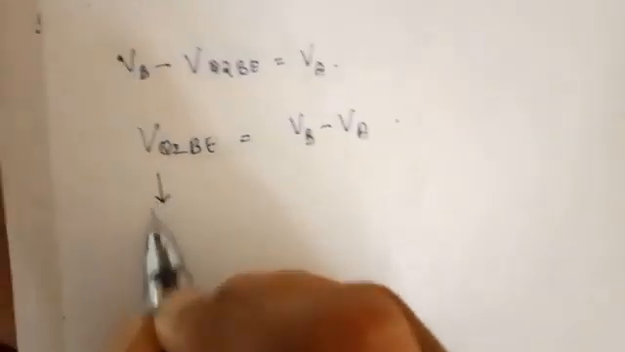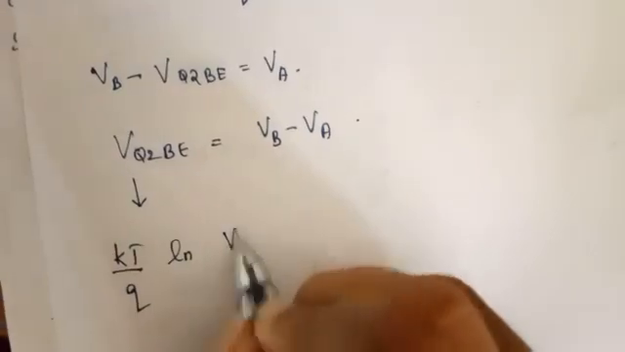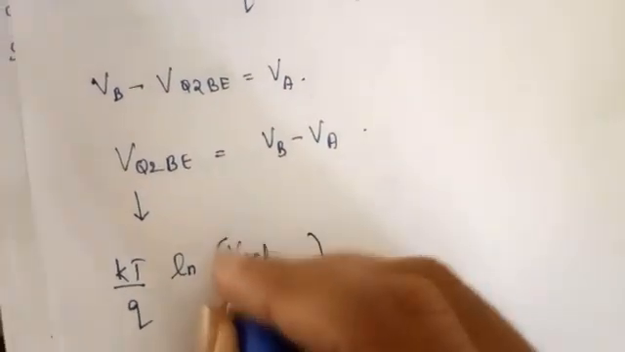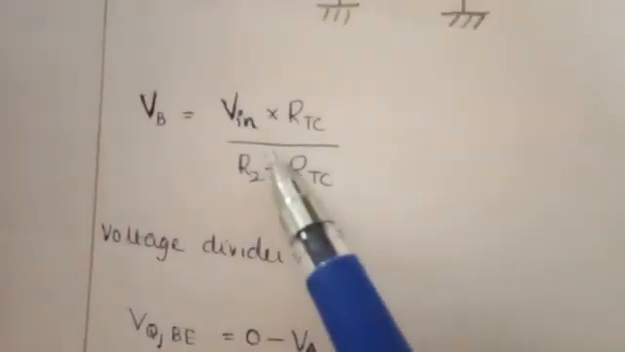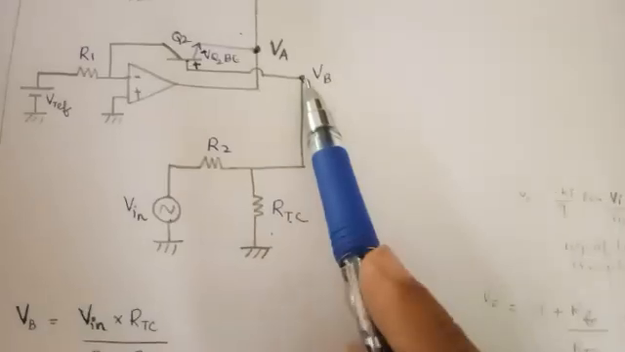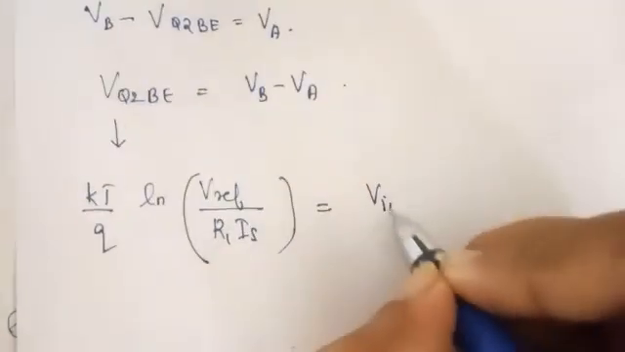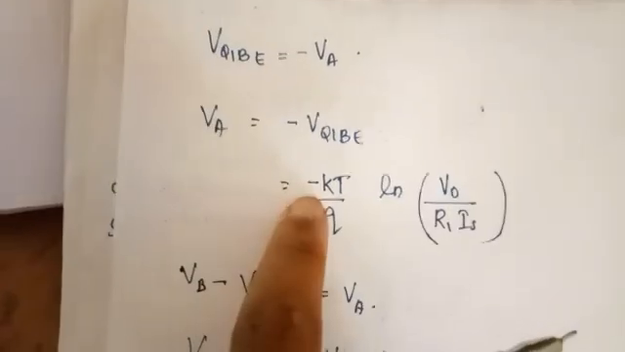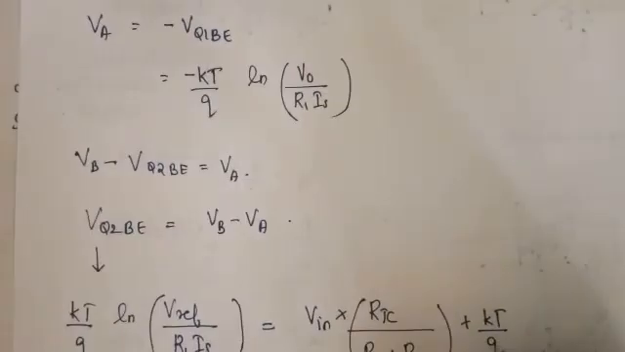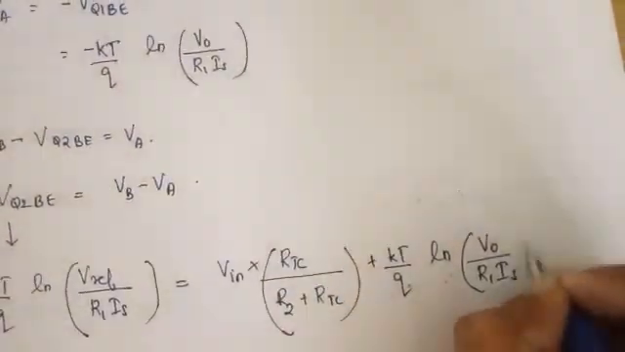So now we have found VA and we have found this equation. So we are going to write this. We know what VQ2BE is: KT by Q ln V reference by R1 into IS equals, what is VB? That is what we found out in the first place. VB is equal to Vin into RTC by R2 plus RTC. Remember, VB is the voltage due to the voltage divider network. So instead of VB we write Vin into RTC by R2 plus RTC and minus VA. That's already one minus, so minus becomes plus KT by Q ln V0 by R1 into IS.